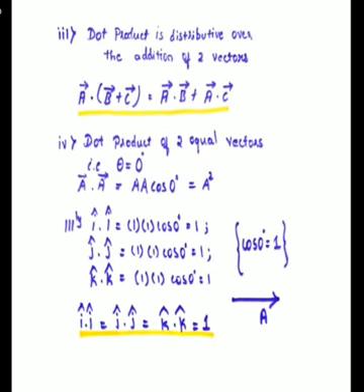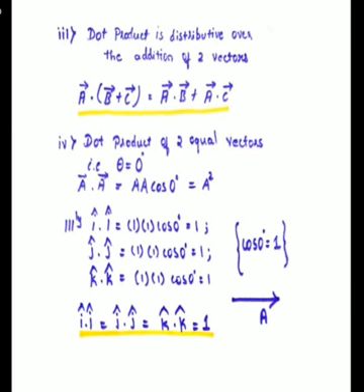Next, the distributive law can also be applied to the dot product. A dot (B plus C) can be written as A dot B plus A dot C. Okay. Next, one more property: the dot product of two equal vectors. Instead of B, there are two vectors, both are vector A. A dot A means A A cos 0 degree, the angle will automatically be 0. The value will be A square. If it is A dot A, it will be A square.